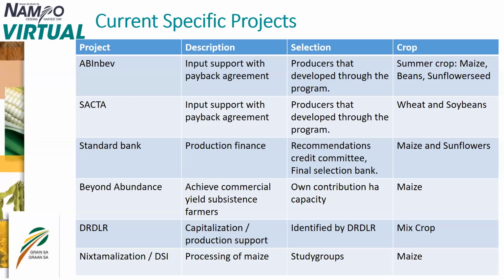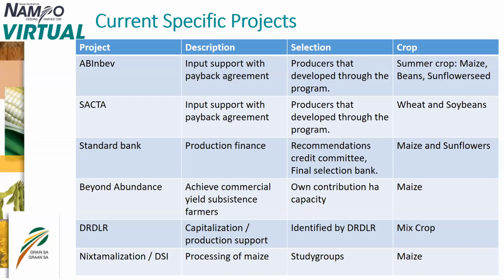And that's specifically to see how we can get better access to finance for producers that don't have any collateral at all. That selection criteria go through a normal banking selection criteria. It's all based on profitability selection, but there's a full credit committee that looks at these applications. And this year we had a total of 8 producers participating in this project.